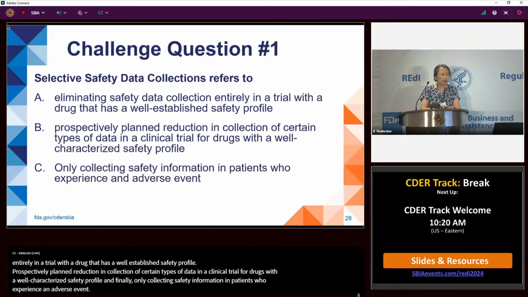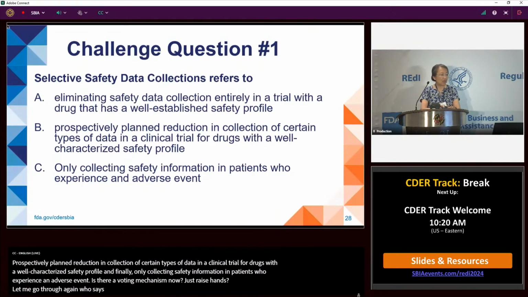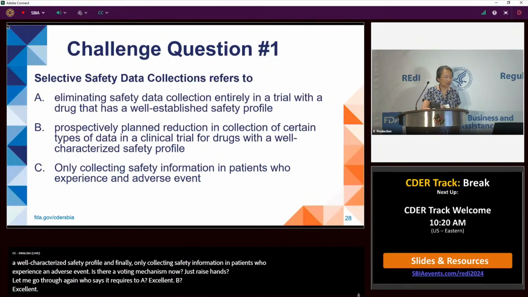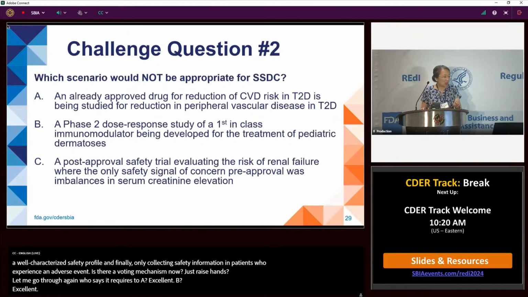I don't know, is there a voting mechanism now? Will people raise their hands? Okay, so let me go through again. Who says selective safety data collection refers to A, eliminating safety data collection entirely in a trial with a drug that has a well-established safety profile? Excellent. B, prospectively planned reduction in collection of certain types of data in a clinical trial for drugs with a well-characterized safety profile. Excellent, very good. That was the right answer. And obviously the last one, only collecting safety information in patients who experience an adverse event? No. All right, second question.